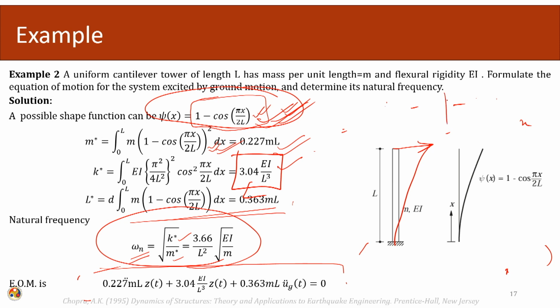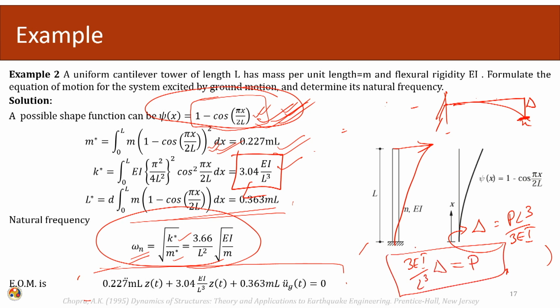So, if I take a case of cantilever, if this is my shape, I can calculate the deflection at this point. The displacement at this end point is PL cube over 3 EI. Now, I can rearrange it: 3 EI over L cube times deflection equals my P. If I use my definition of the stiffness, that is the force required to cause a unit displacement, then this becomes my K equivalent.